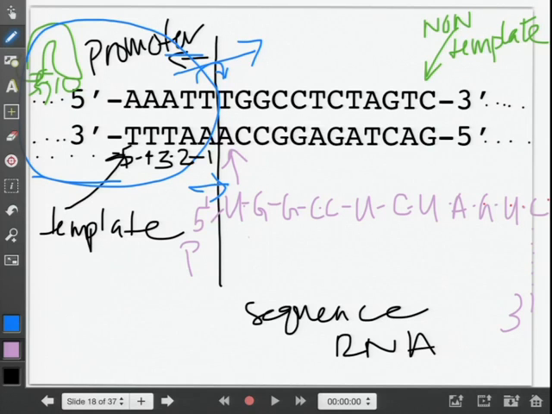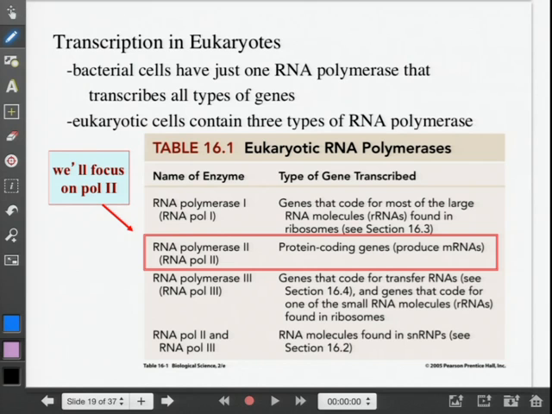Okay. Yes? Yeah, either place. It doesn't matter. And then again, we notice it's the same polarity as the non-template and the same sequence, except it's ribo instead of deoxyribo.